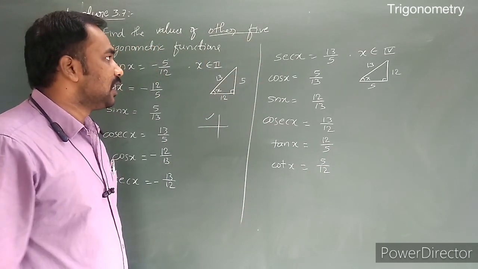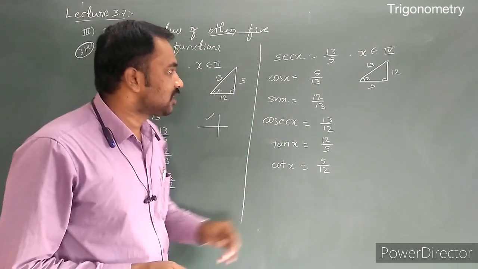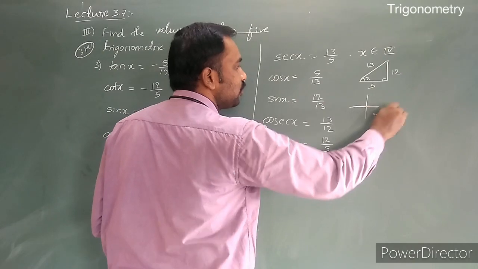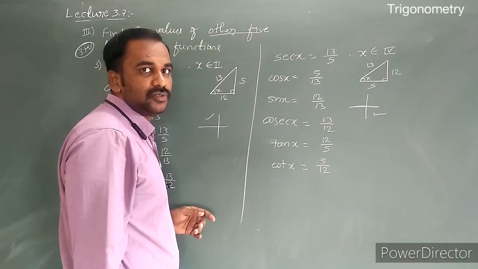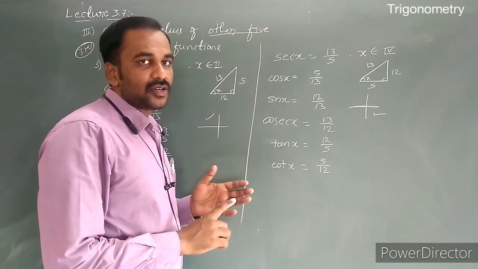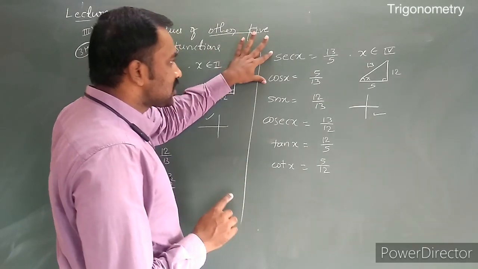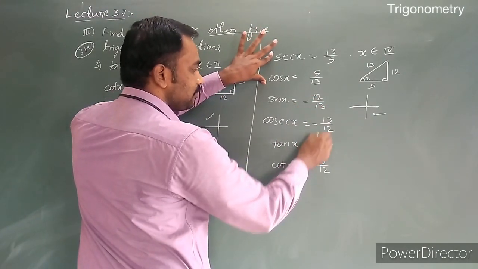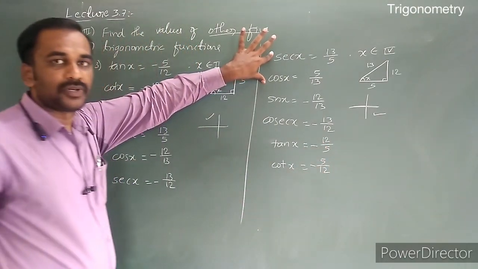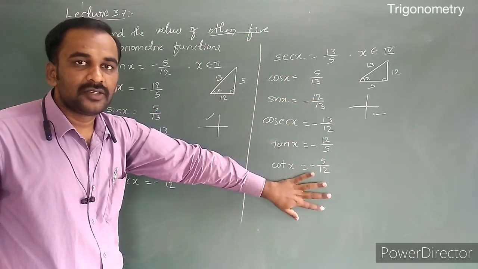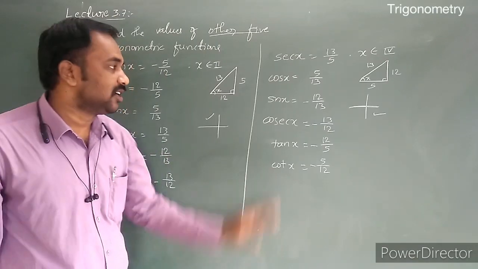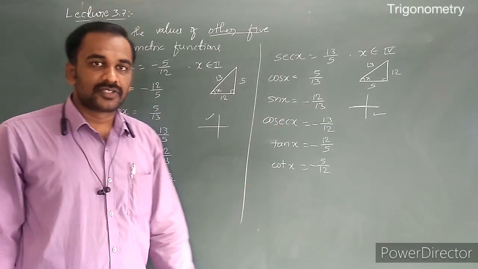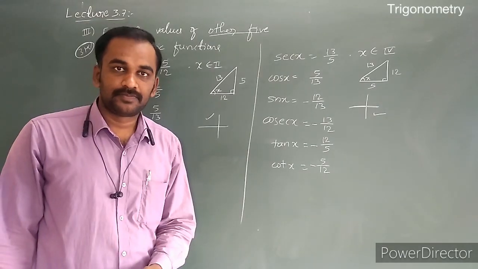Okay. Now we have to write the signs. We have not written the signs here. x belongs to which quadrant? Fourth quadrant. In the fourth quadrant, only cos and sec are positive. The remaining are all negative. Add the negative sign. For your working purpose, first write all values and later change the sign, or you can write simultaneously. No need to worry. Hence the solution. Now, next problem.